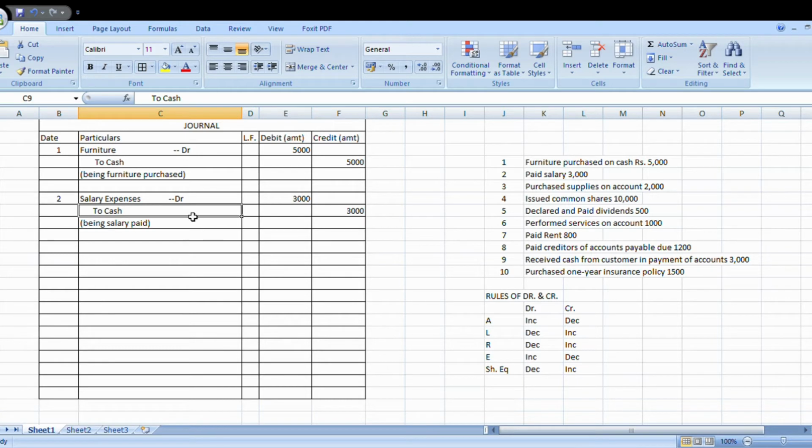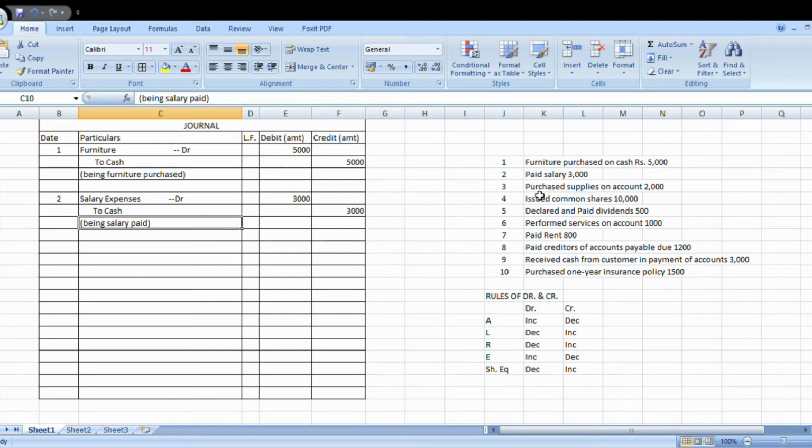For credit, you do not have to write credited, but for debit, in some countries it is mandatory to write debit. It is a format to write debit. In other countries it is not a format to write debit, so you have to do it according to the rules of the country.